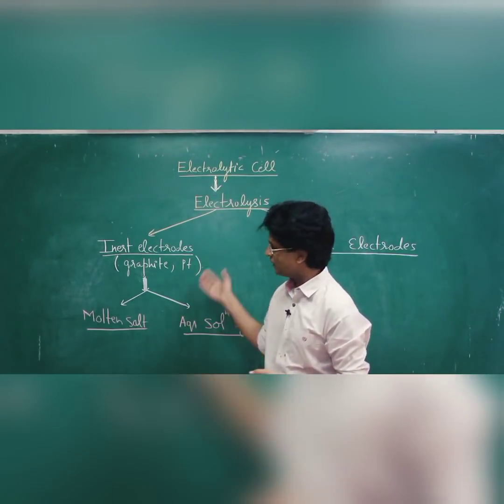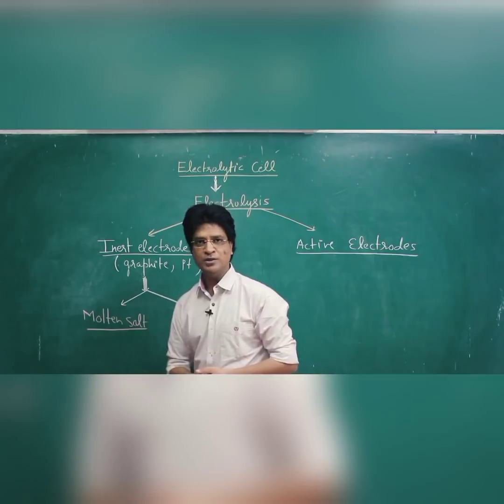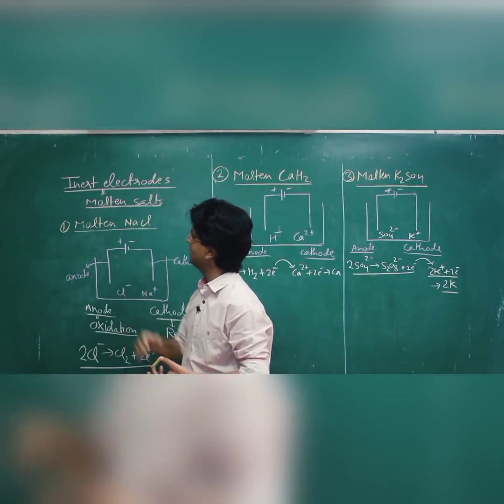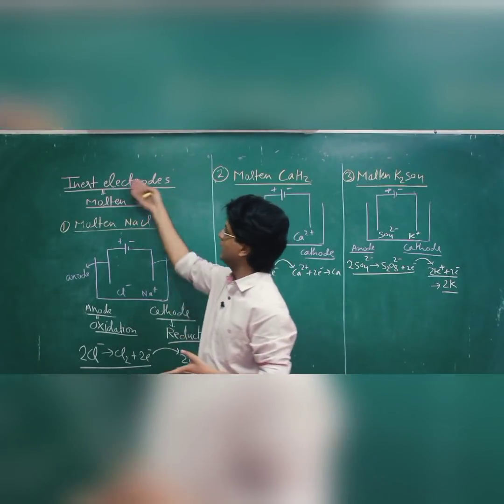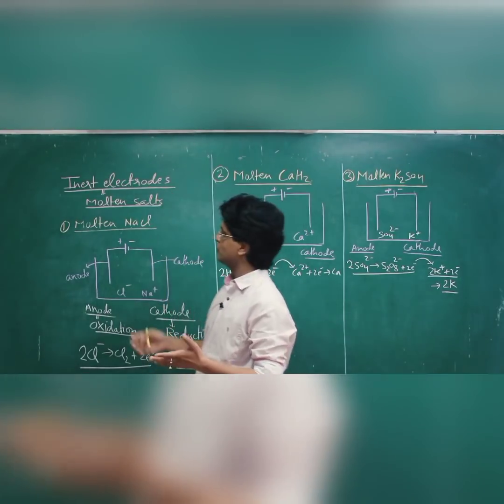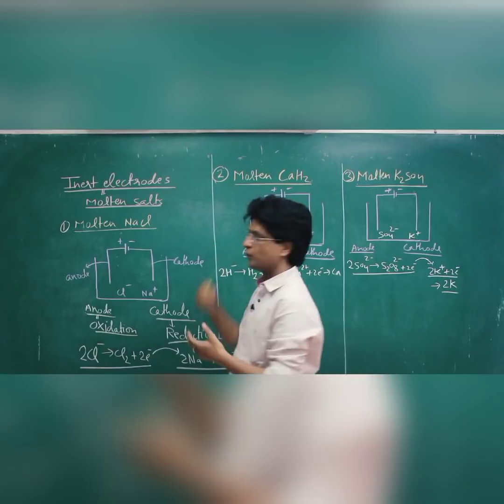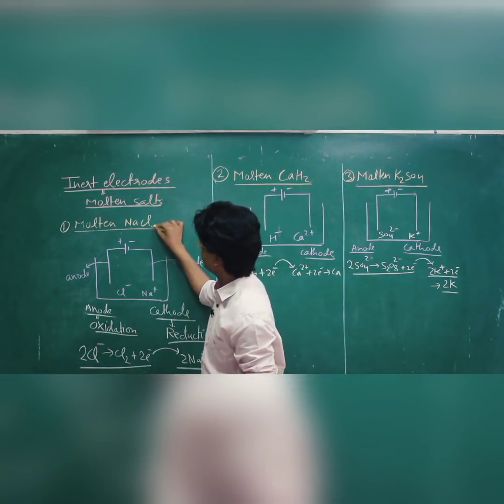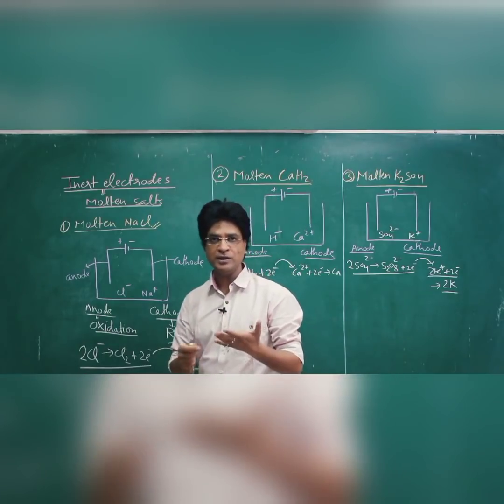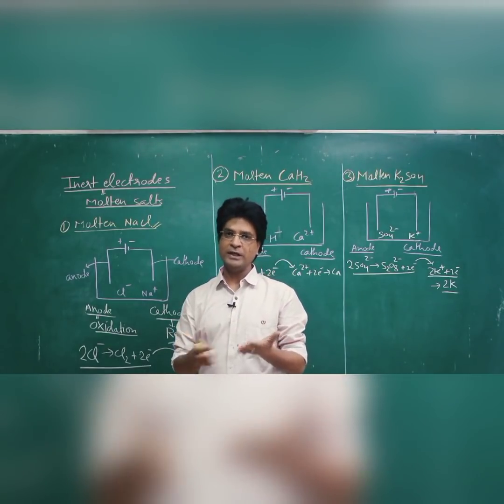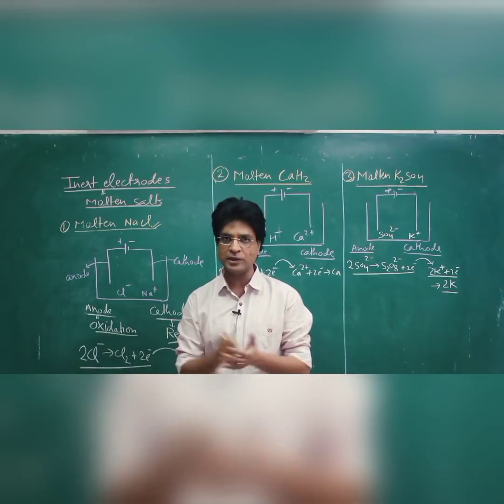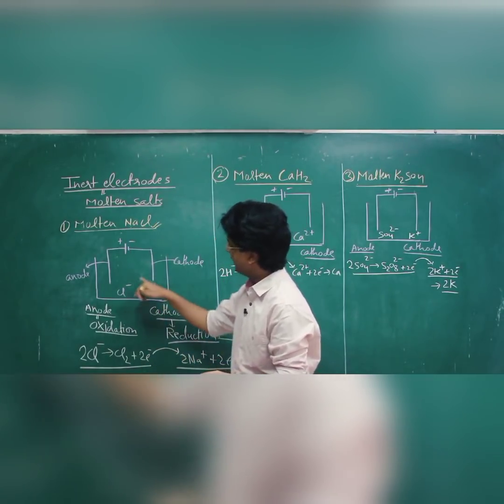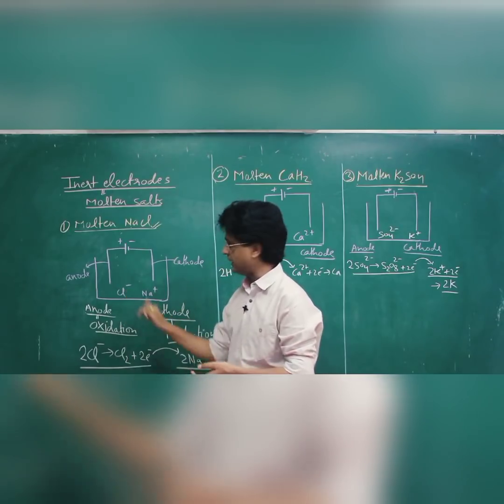Okay, so we'll begin the discussion of electrolysis of molten salt. So students, let's see certain examples of electrolysis of molten salt with the help of inert electrodes. So we are taking certain cases which are important from the point of view of NEET. So the first case is molten NaCl. When you say molten something, it means in the liquid form. On heating, when the salt melts, it's called molten salt. So molten NaCl will contain Na+ and Cl- ions, cations and the anions.